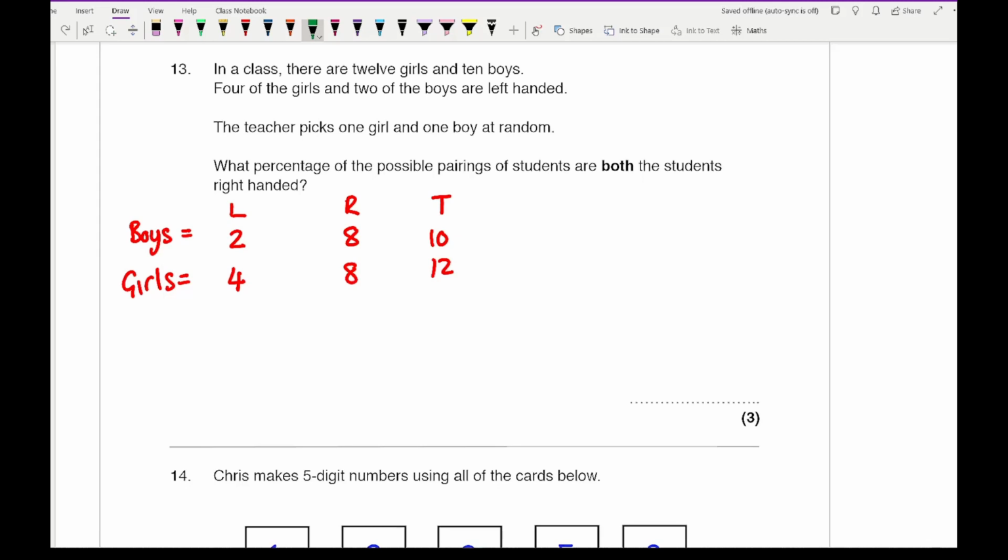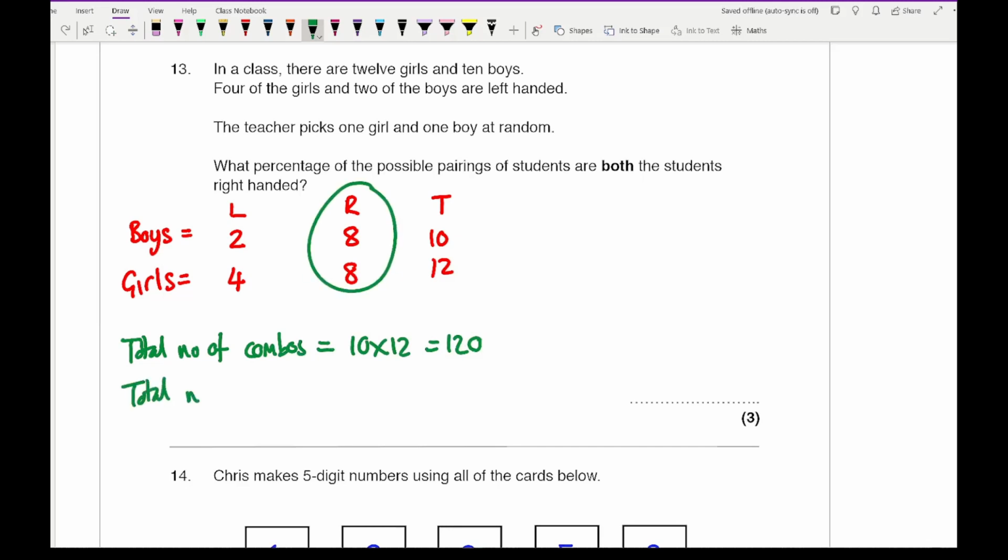Well, the total number of combos is going to be 10 times 12, which is 120. Now in terms of the right-handed, well, that's going to be 8 times 8, which is 64. So the percentage is going to be 64 over 120. Now, because it's asking for percentage, I multiply that by 100.